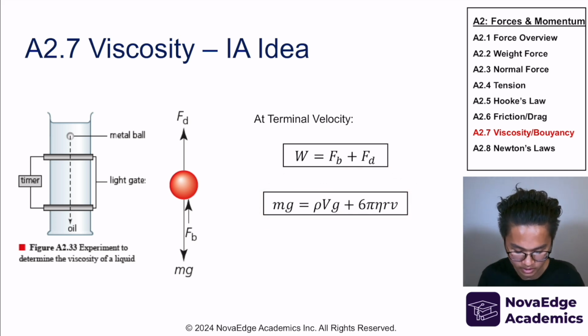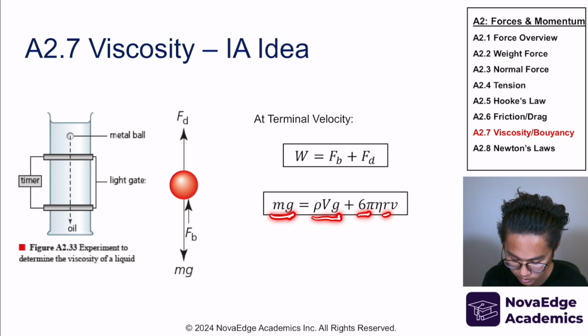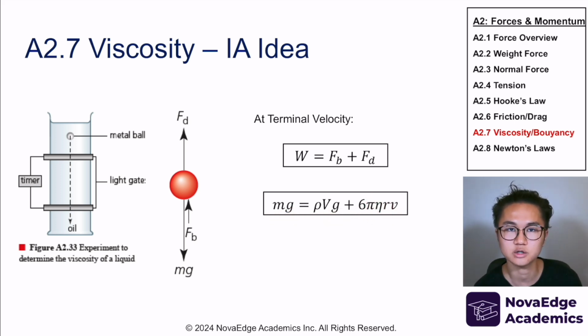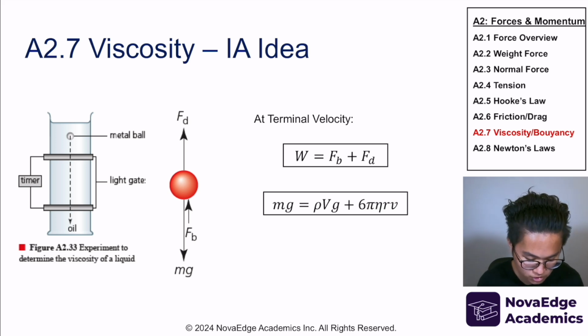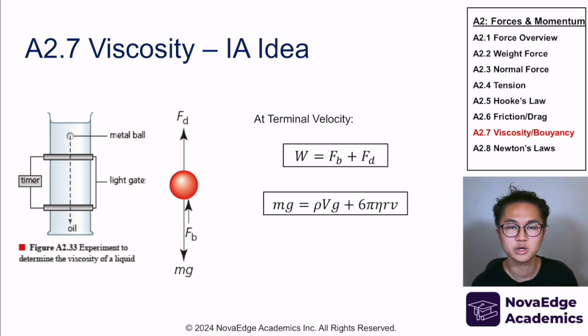Now, here's the thing. We know mg for measuring it. We know rho Vg, and we also know 6 pi r v. So all of these are known. Pause the video if it's a bit difficult to follow, but all of these are known. The only thing we don't know is the viscosity. So if we're able to measure the velocity of the ball, we can actually obtain the viscosity of the liquid.